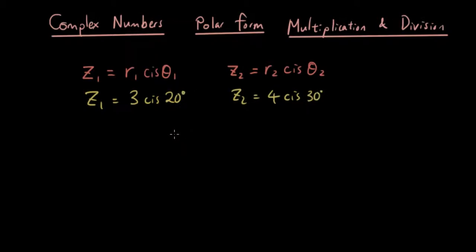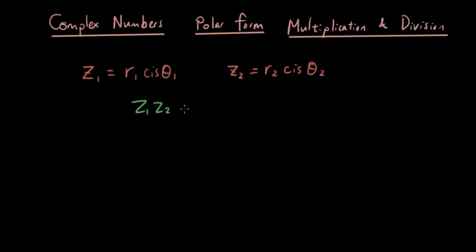But we'll give you guys an example later on. So basically, if we multiply Z1 and Z2 together, Z1 times Z2 will be equal to R1 R2 cis theta 1 plus theta 2. That's it. That's how easy it is.